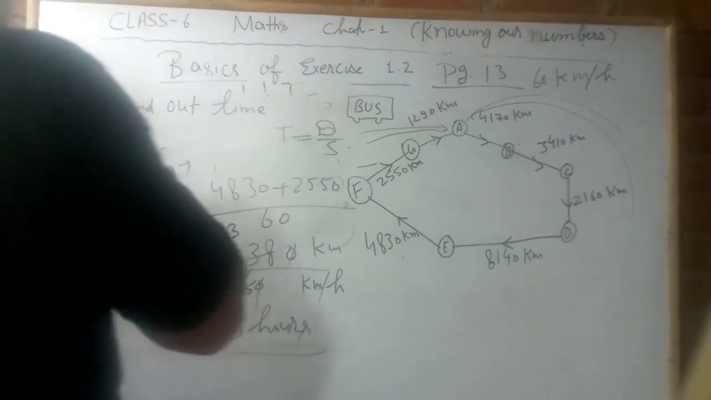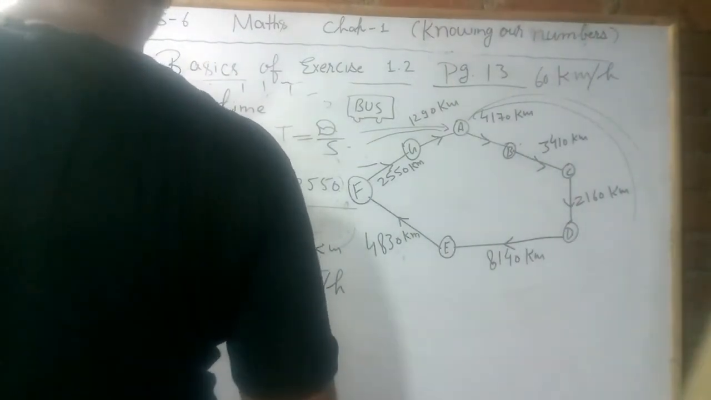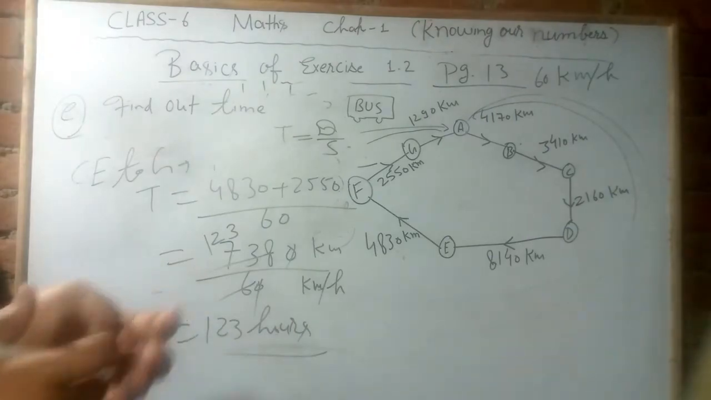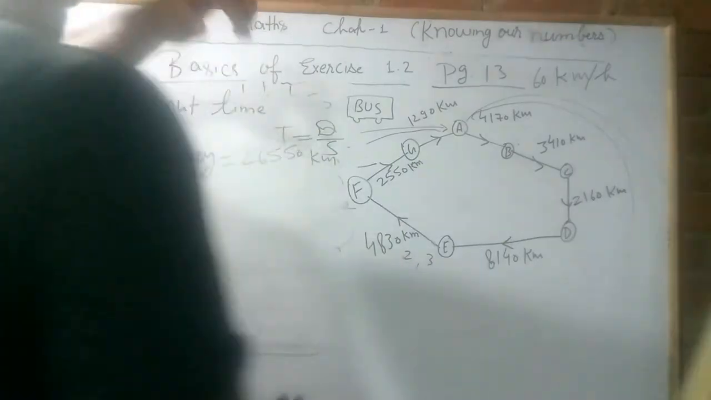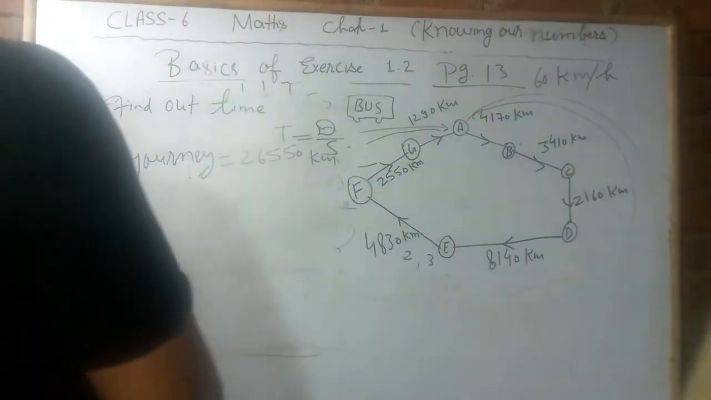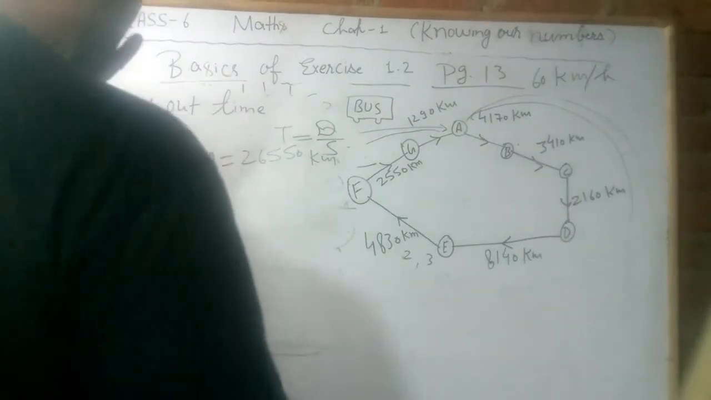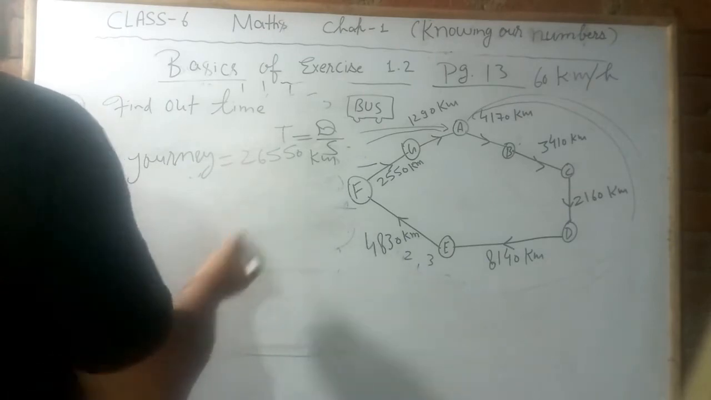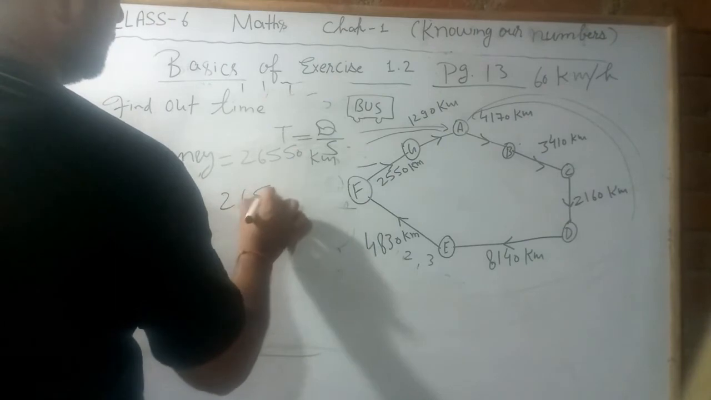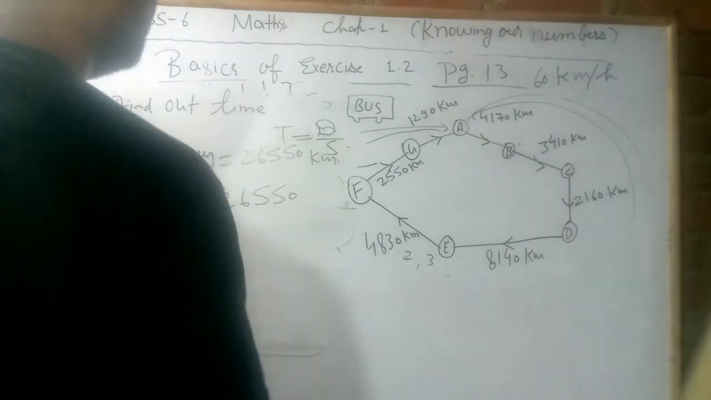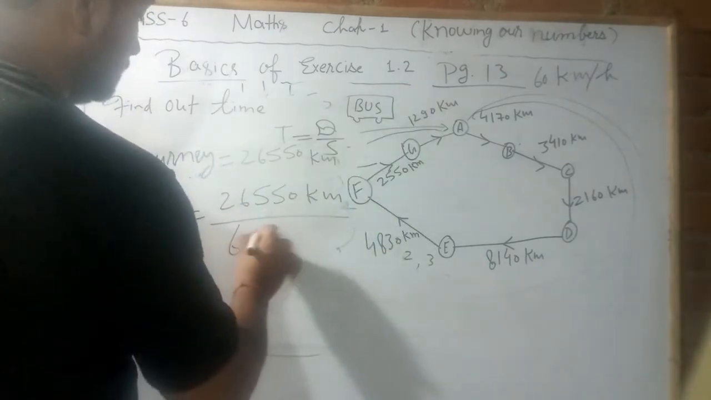Clear? Now the last question in that. We have to find out the time of the total journey. So we have found the total journey in the last questions. That is 26,550 kilometer. So simply put this in this formula. Distance, total distance, this one, kilometer. Now divided by 60 kilometer.